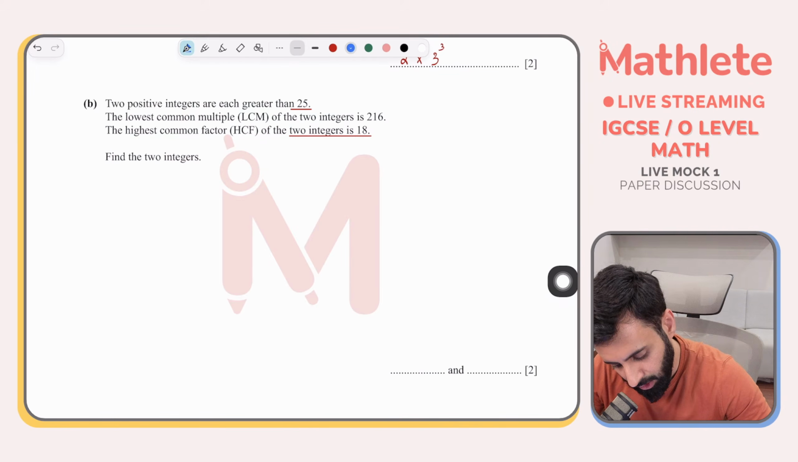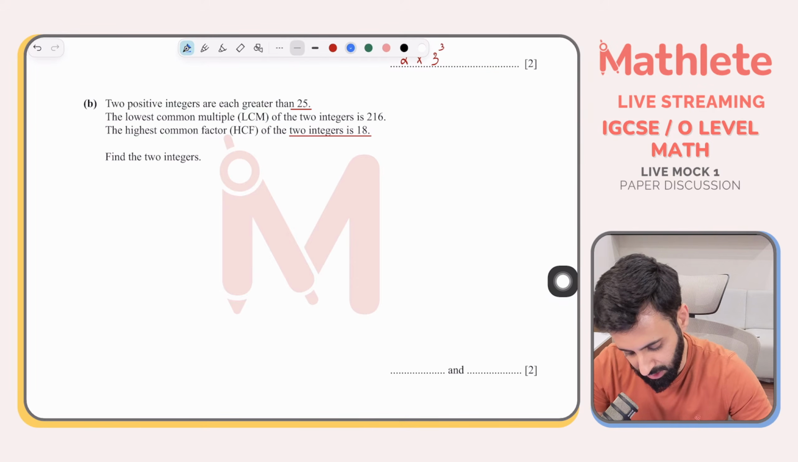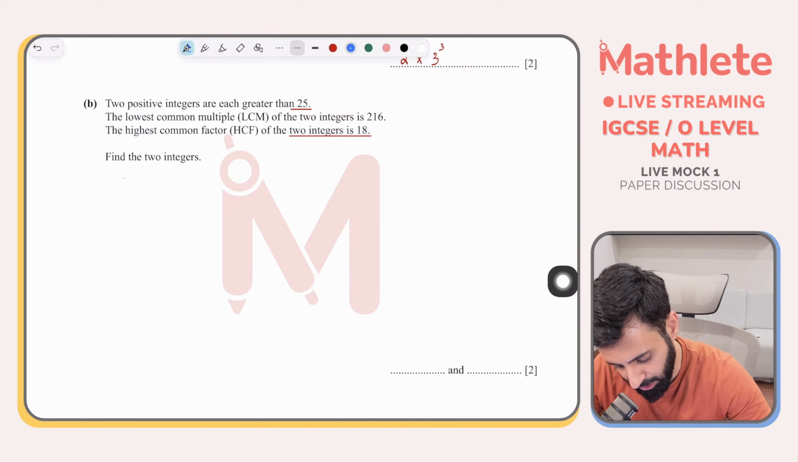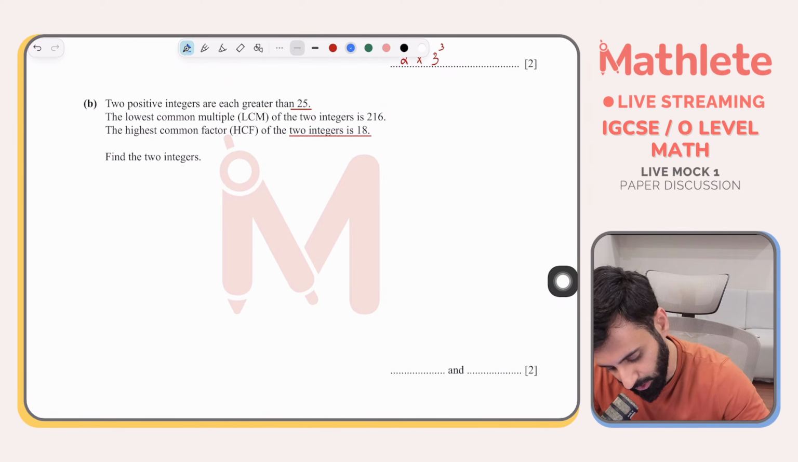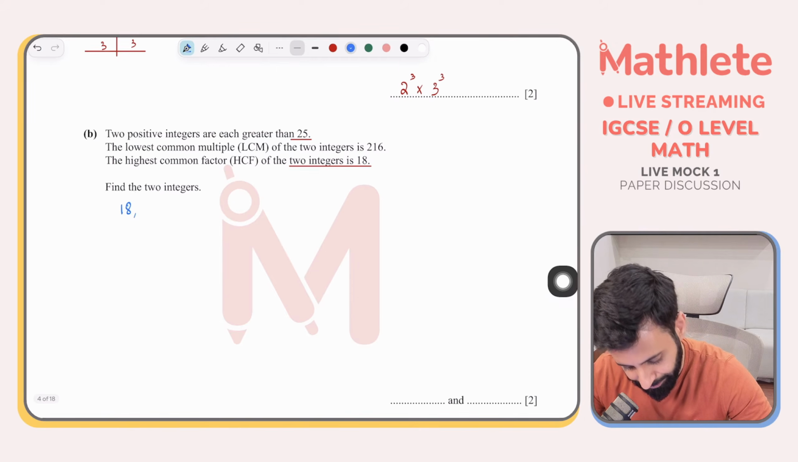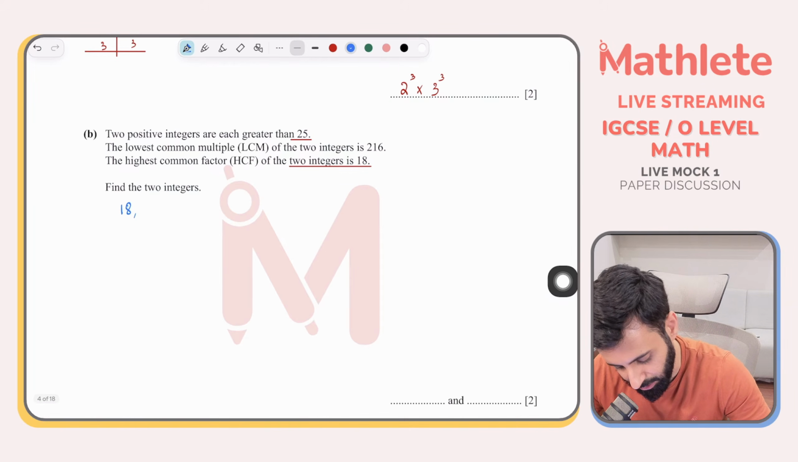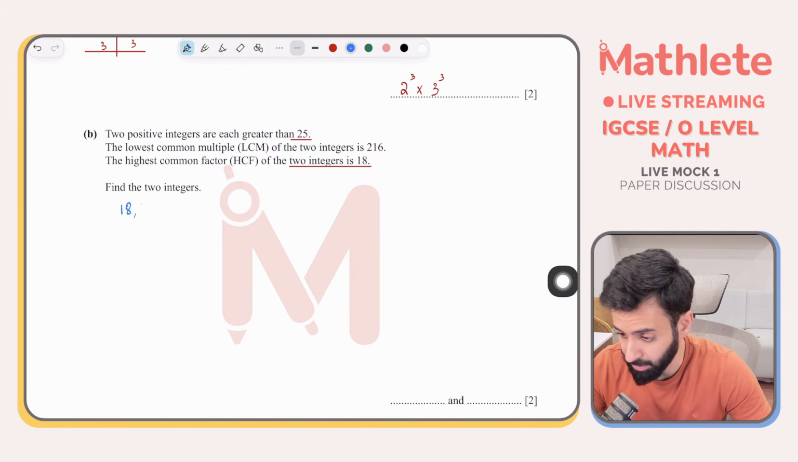It's probably the first topic that you guys do, first or second. Now, two positive integers are each greater than 25. The lowest common multiple of the two integers is 216. The highest common factor of the two integers is 18. If the highest common factor is 18, that means all these numbers come in the table of 18. So let's start listing multiples of 18.